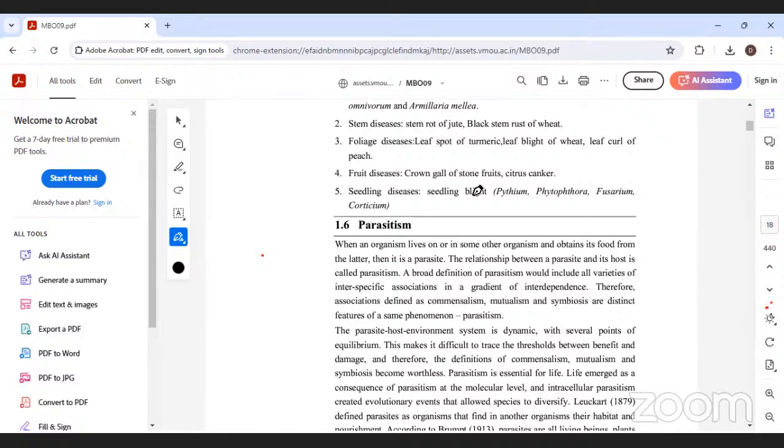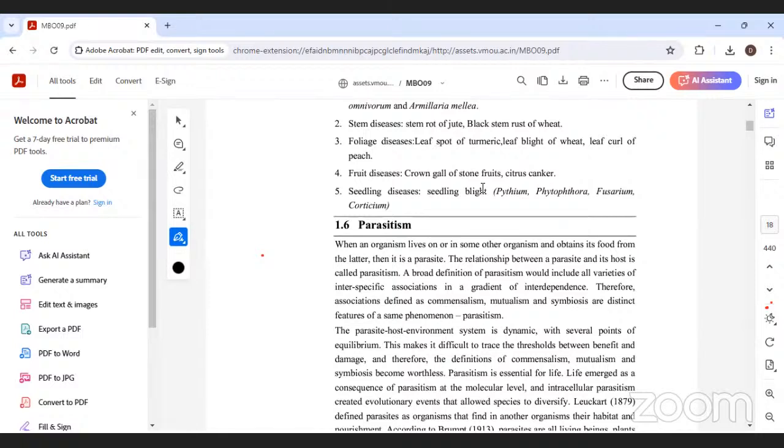Okay, here the relationship between a parasite and its host is called parasitism. What is parasitism? The relation between a parasite and its host is called parasitism. That is called parasitism.